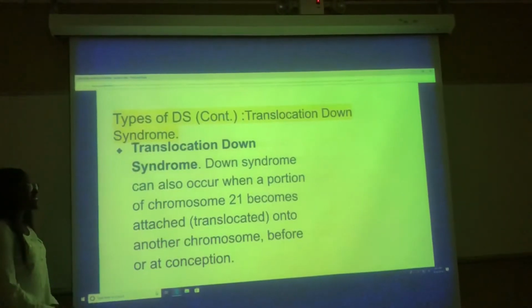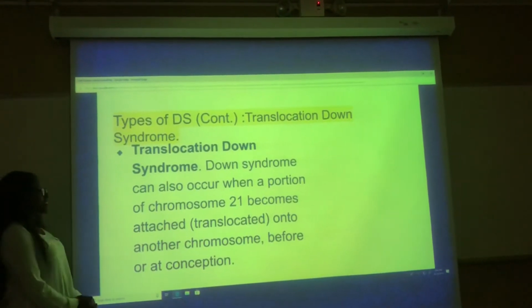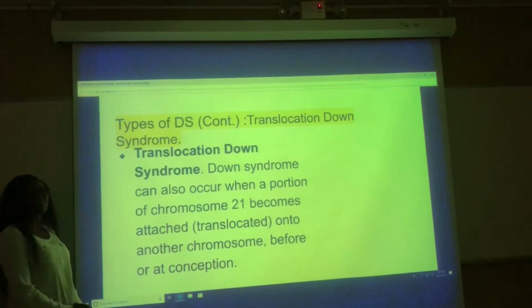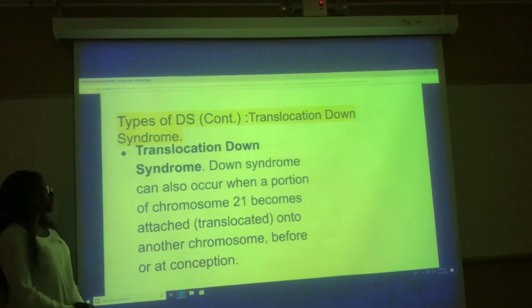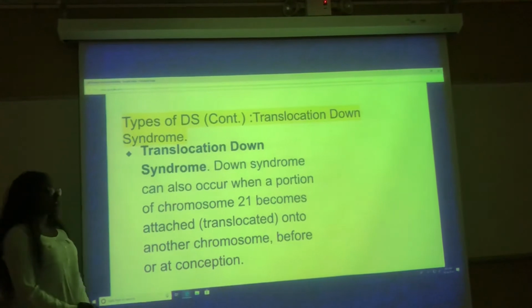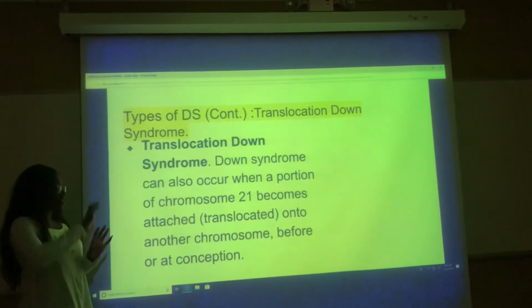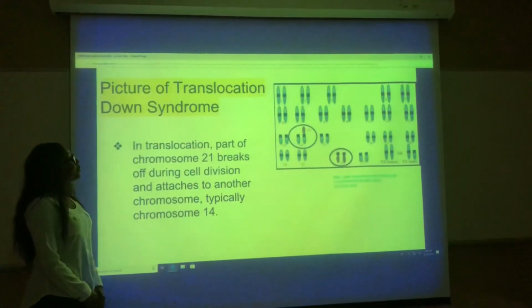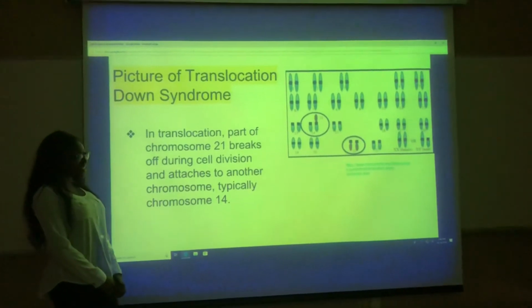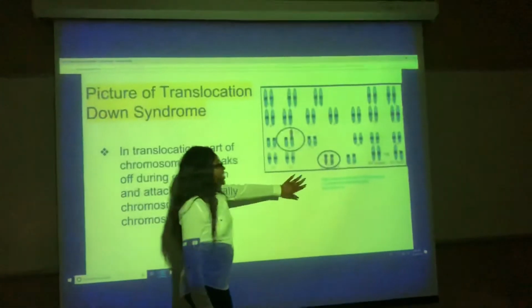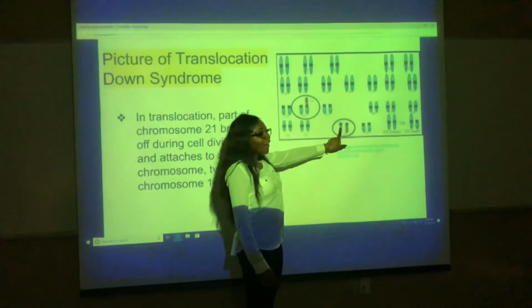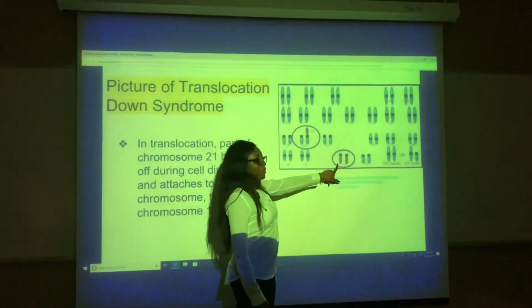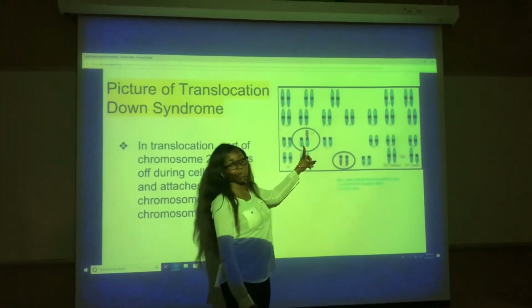The last type of Down syndrome would be translocation Down syndrome, which is pretty much self-explanatory because it's in the name. It's when one of the 21 chromosomes translocates to another chromosome. Here's a visual representation of translocation Down syndrome. And as you can see here, a part of chromosome 21 translocates to chromosome 14.